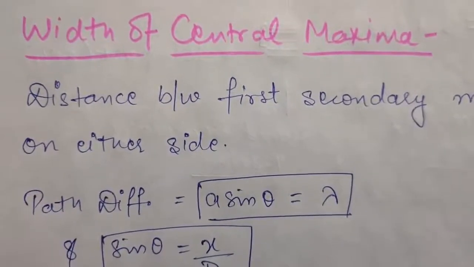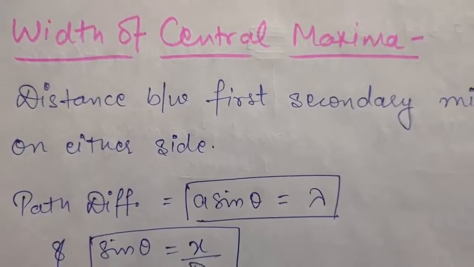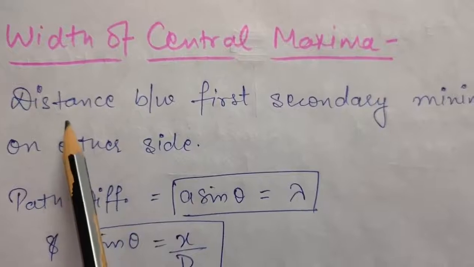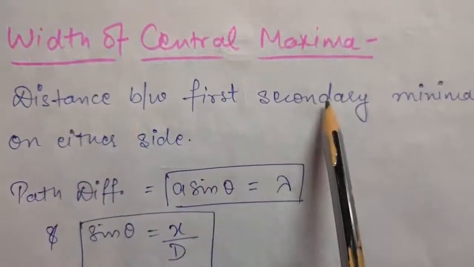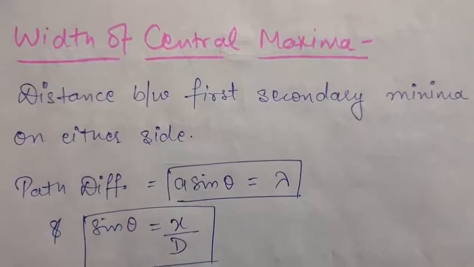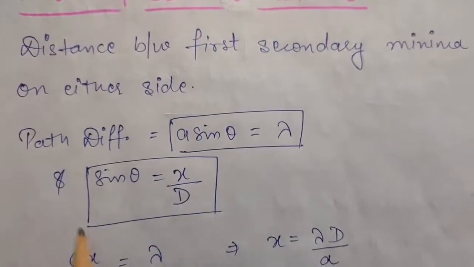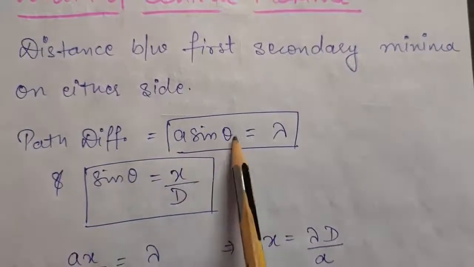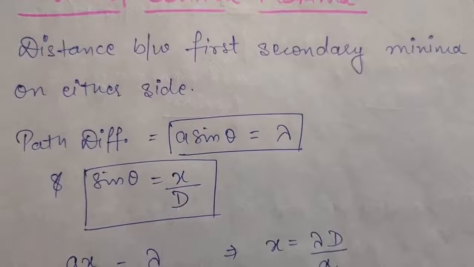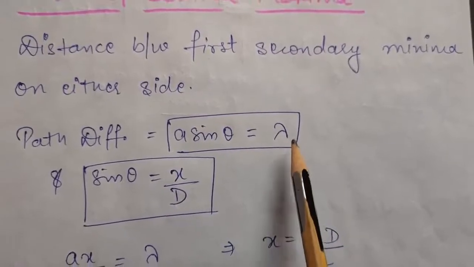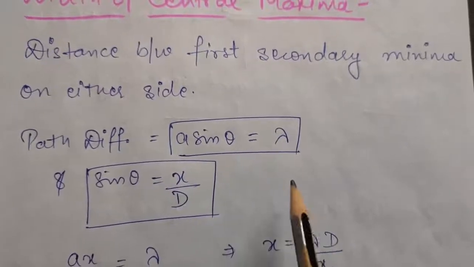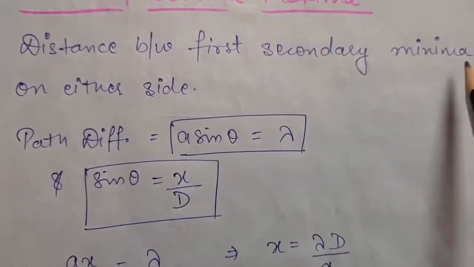As I told you, the width of central maxima is 2x. So how can you define the width of central maxima? It can be defined as the distance between the first secondary minima on either side. As you calculated yesterday, the path difference is a sine theta, and if I take n to be 1, it will be equal to lambda for secondary minima. This is the first secondary minima, because n equal to 1 implies first secondary minima.